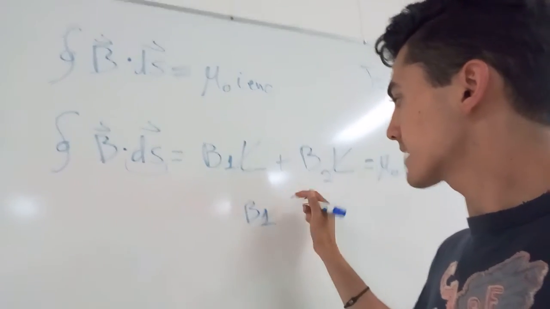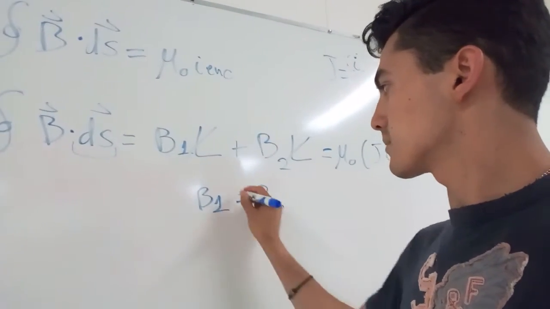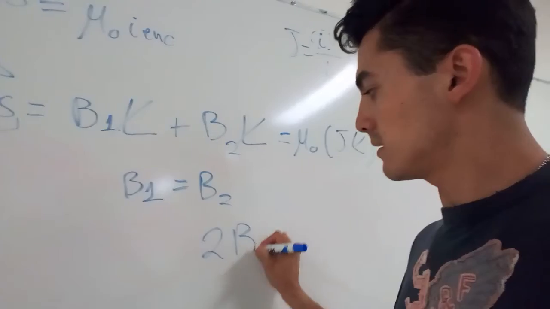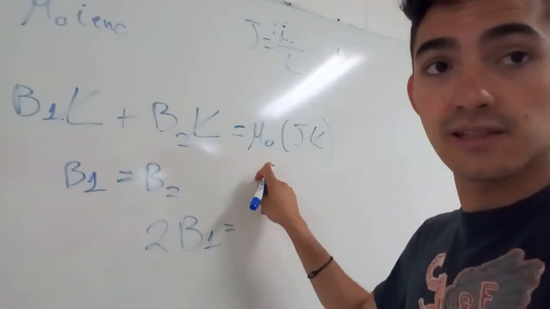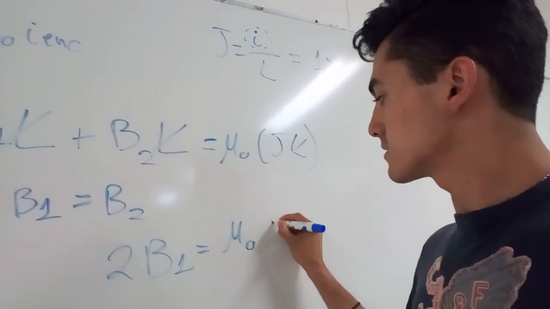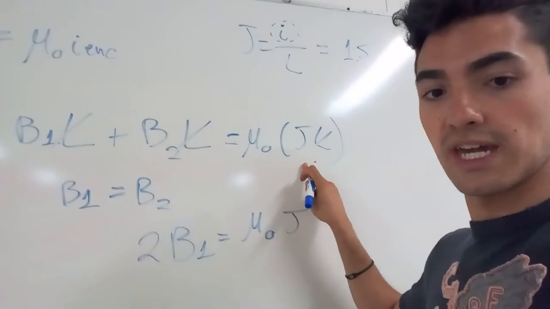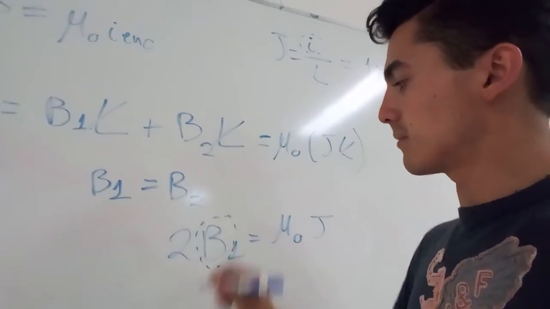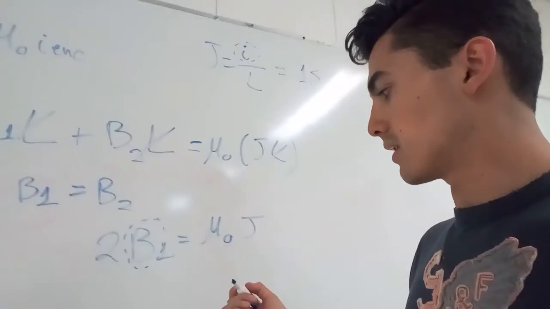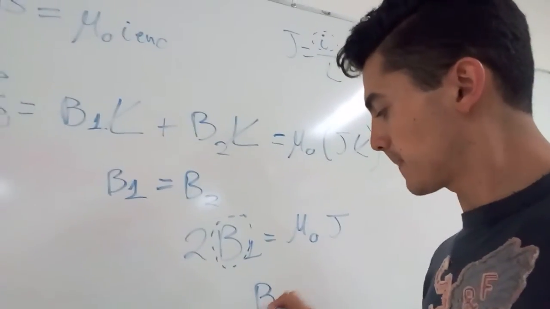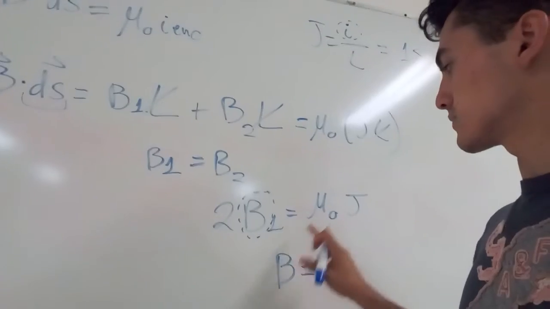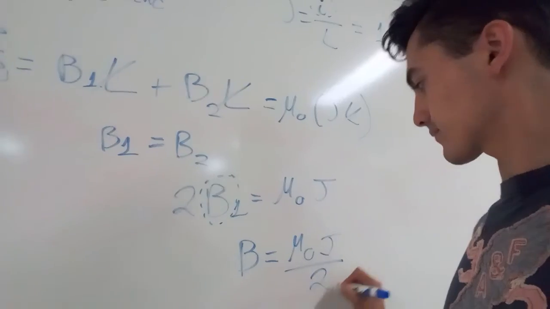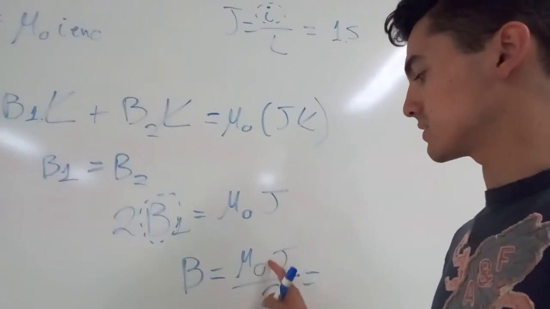Okay. Once we know this, then we can say that B1 will be exactly the same as B2. They are equal. So we can say that 2 times B1 will be exactly the same as mu naught times the J. Okay, so what we want to know is the value of the B, that is our magnetic field. So the B, our magnetic field, will be equal to mu naught times our current density over 2, and we only have to substitute our values.